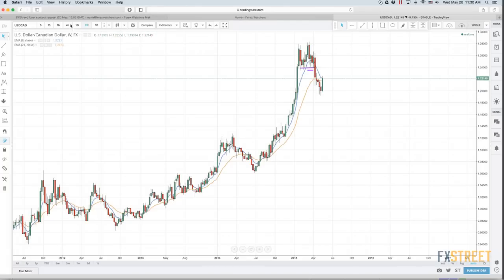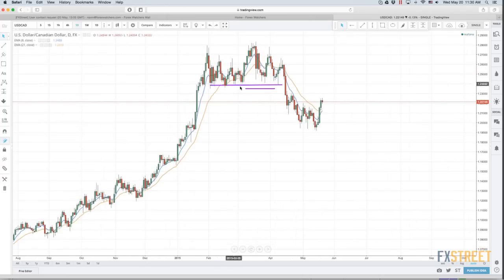All right, so if I go back to my daily, now when we have this support, how do you think we're going to break out of that support? Yes. When we break out of that support, you need something strong. You need something strong. It doesn't just crawl its way out.